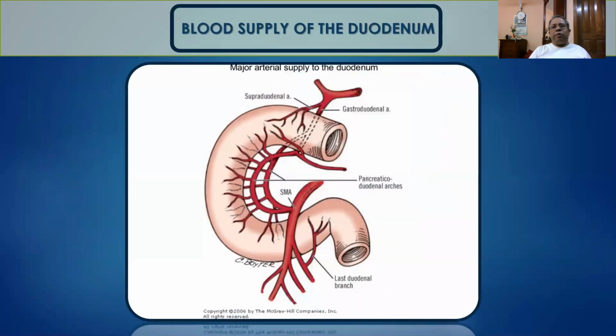What about the blood supply of the duodenum? The stomach is supplied by the celiac trunk, but the duodenum is supplied by a branch of the celiac trunk and a branch of the superior mesenteric artery. From below, it is the inferior pancreaticoduodenal artery. From above, the terminal branch of the gastroduodenal artery is the superior pancreaticoduodenal artery. So both arteries meet together, form arches, and supply the duodenum.